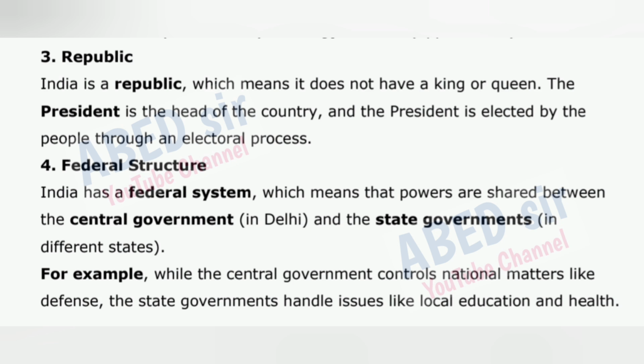The president is the head of the country, and the president is elected by the people through an electoral process. 4. Federal structure. India has a federal system, which means that powers are shared between the central government in Delhi and the state governments in different states.